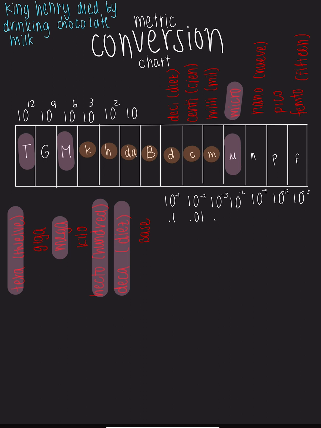And then here you have 0.001. And it's telling you the place. So for example, this is to the tens place. Centi is to the hundreds place. Milli is to the thousands place.